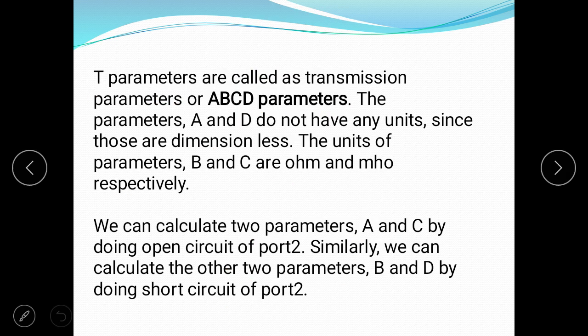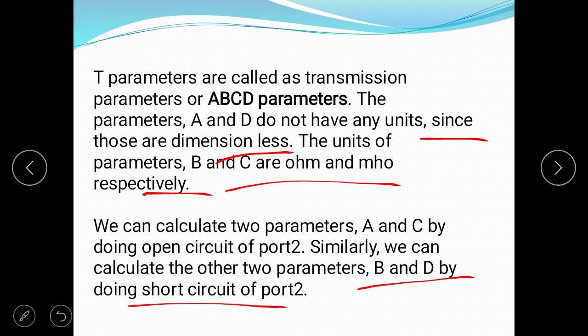So these are T parameters, called transmission parameters or ABCD parameters. Parameters A and D do not have any unit since those are dimensionless parameters. The units of parameters B and C are ohm and mho respectively. We can calculate two parameters A and C by open circuit of port 2. Similarly, we can calculate the other two parameters B and D by short circuiting port 2.